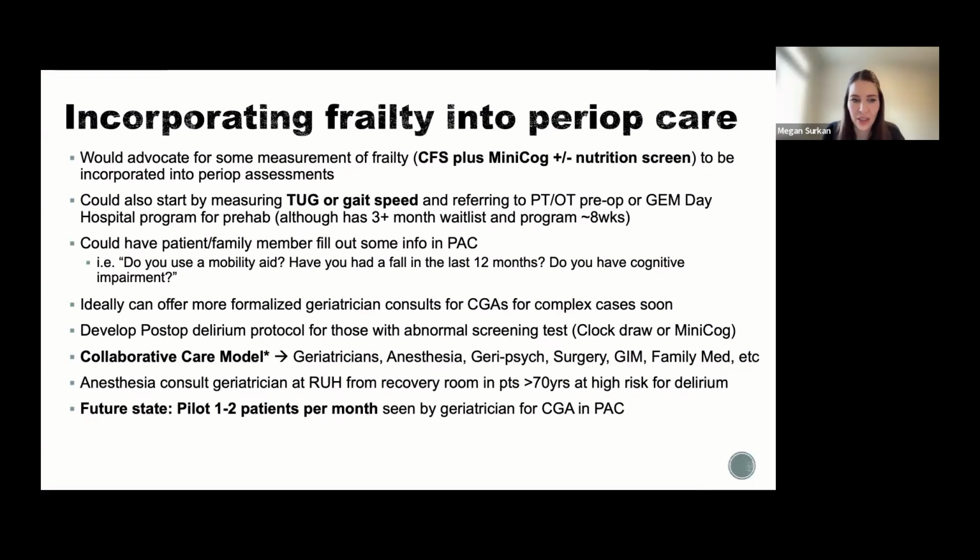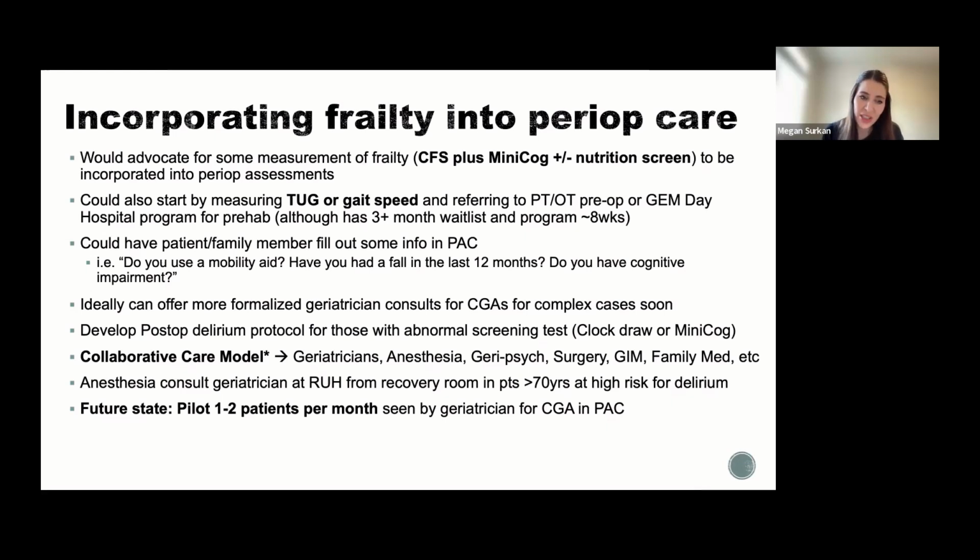This is an area that really bodes well for collaborative care models. So, having a joint group of geriatrician, anesthesia, geri psych, surgery, internal medicine, family medicine, allied health. I think it'd be really great to develop a group to look at what is feasible for us to do at our specific site and when, and how do we implement this? Because it likely will be site specific.